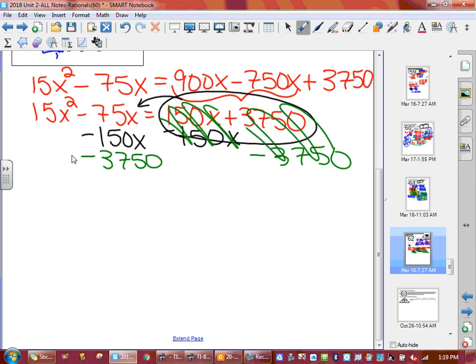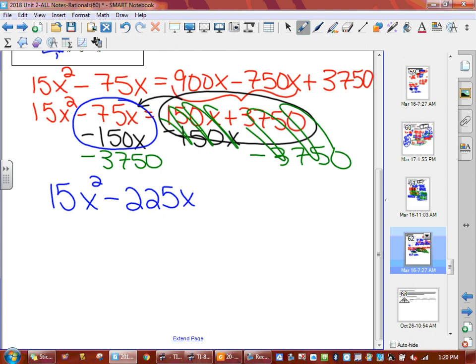I'm going to add just the x's on the left. That's all that's the same. I can only add the x's on the left. And then I'm going to stretch it out, x squared, x, and the constant. So we're going to get 15x squared minus 225x minus 3750 equals 0. No, she's just adding like terms.